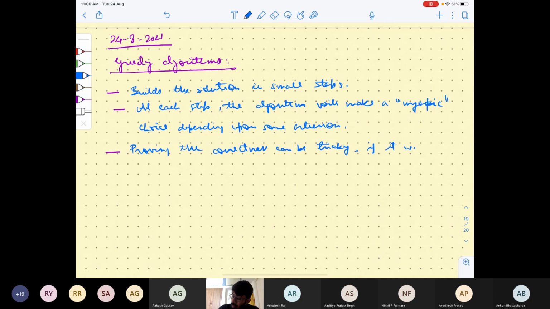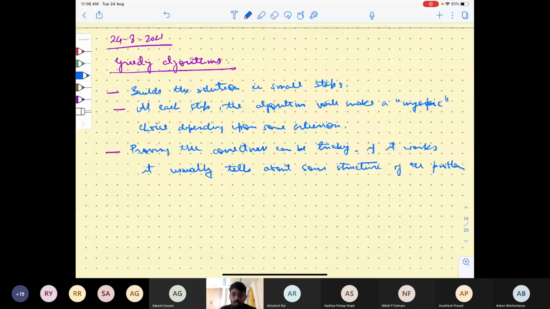But if it works, it usually tells us something about the structure of the problem. For not all problems does this kind of algorithm work. Whenever we are able to design a greedy algorithm that works, it tells something nice about the problem. That is not in the scope of this course actually, but there is a nice mathematical structure which lies beneath the problem if a greedy algorithm works on it, and that is called a matroid.